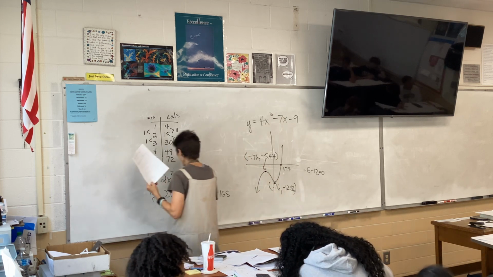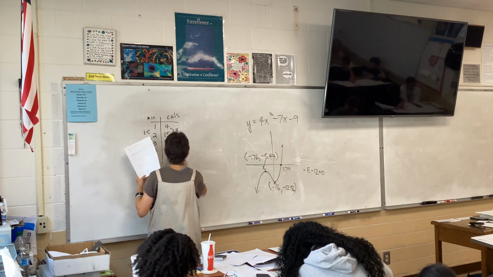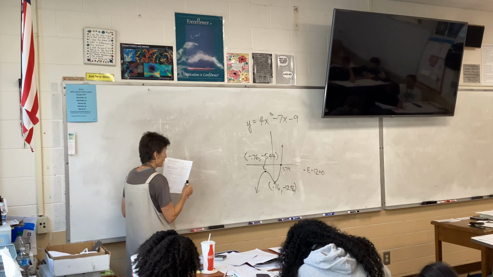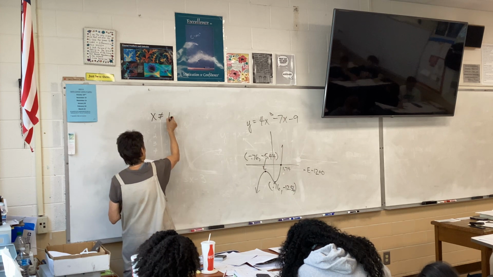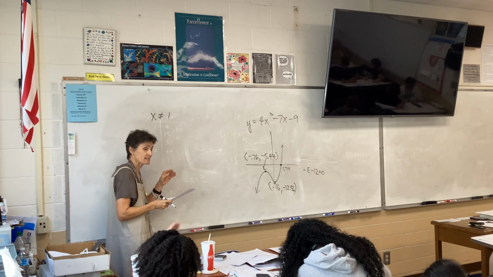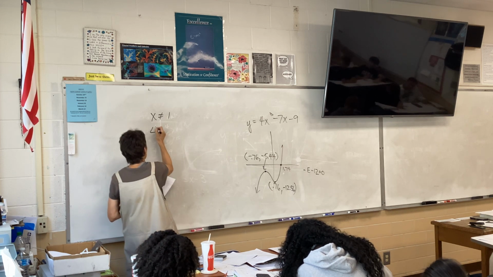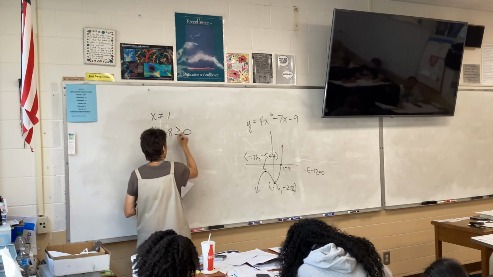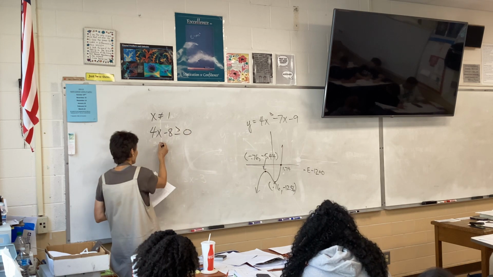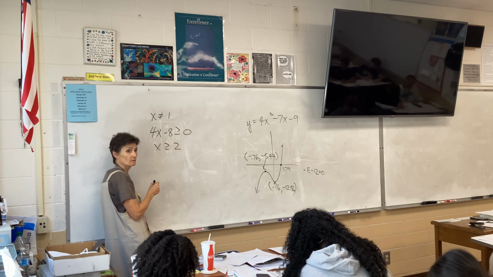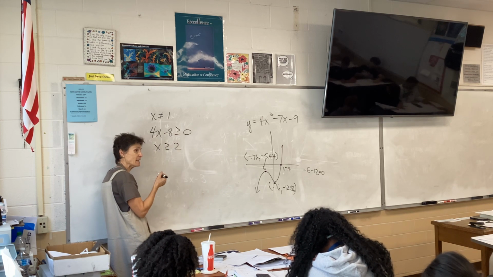What about that first problem? What can you tell me about domain? What? Can't be 1. So whatever it is, it can't be 1. I'll deal with that in a second. What else? 4x minus 8 has to be bigger than or equal to 0, which means x is bigger than or equal to 2. Right? So now I need an interval for this.